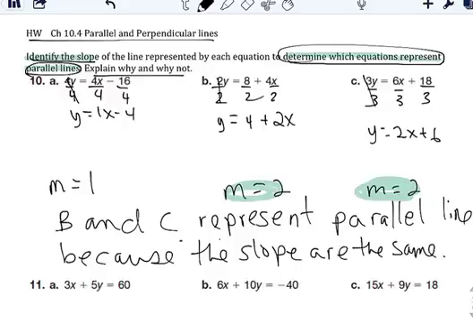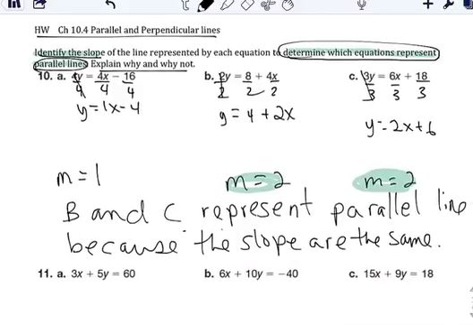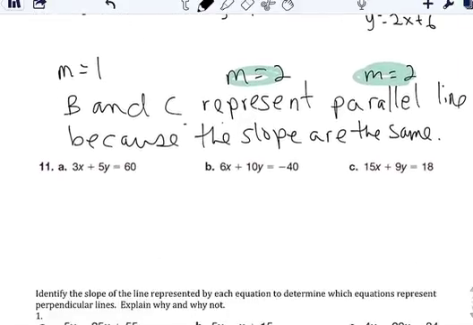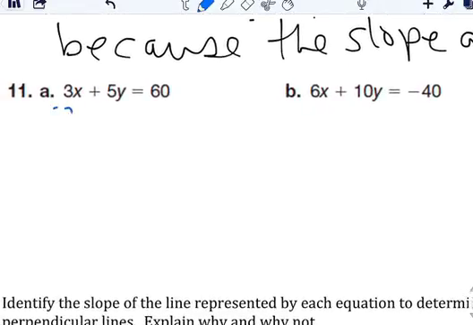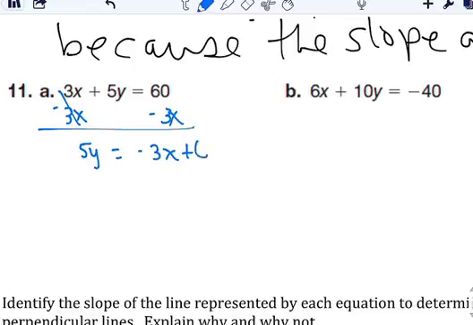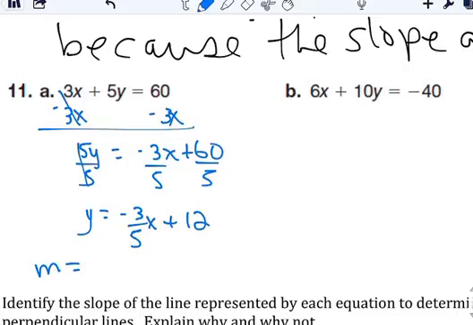Okay, so same thing on number 11 here. I copied this from your book. That's why it's numbered differently. Okay, so to find slope, you need to make it into slope-intercept form. You minus 3x first. You get 5y equals negative 3x plus 60. Divide by 5, divide by 5. Okay, so y equals negative 3 over 5x plus 12. So your slope here is negative 3 over 5.